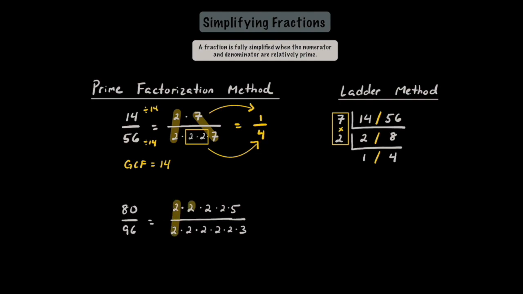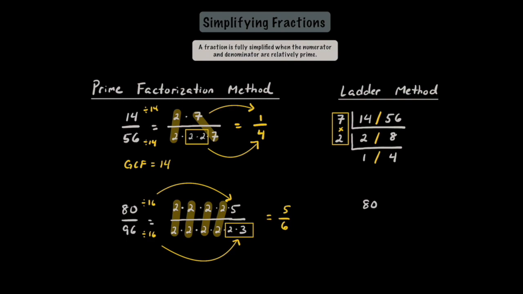By pairing up our common prime factors, we can identify what the GCF is. 2 times 2 is 4, times 2 is 8, times 2 is 16. The GCF in this problem is going to be 16. It turns out that 80 divided by 16 is equal to 5, while 96 divided by 16 is equal to 6. The simplified version for 80 over 96 is simply 5/6.